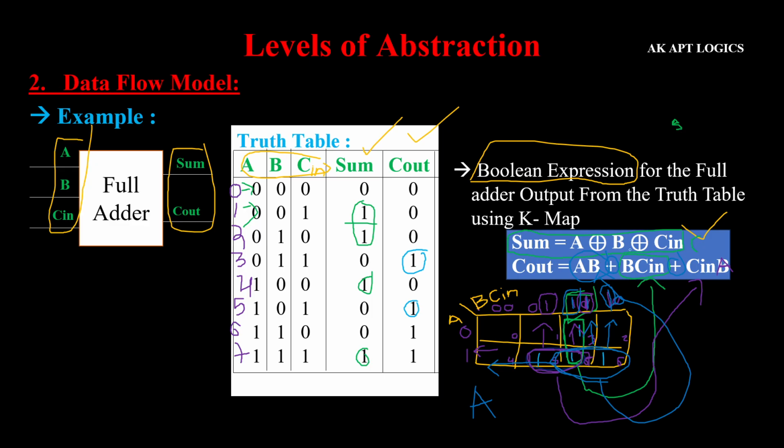Like this we got the Cout expression, and I also told you about the sum expression. We got these expressions from the truth table and from the K-maps, so we have the expressions of the outputs. Using these expressions we are going to write the code in the Dataflow model.